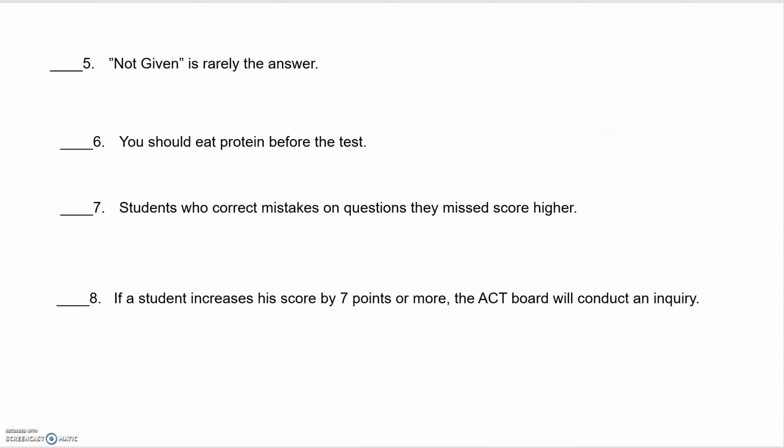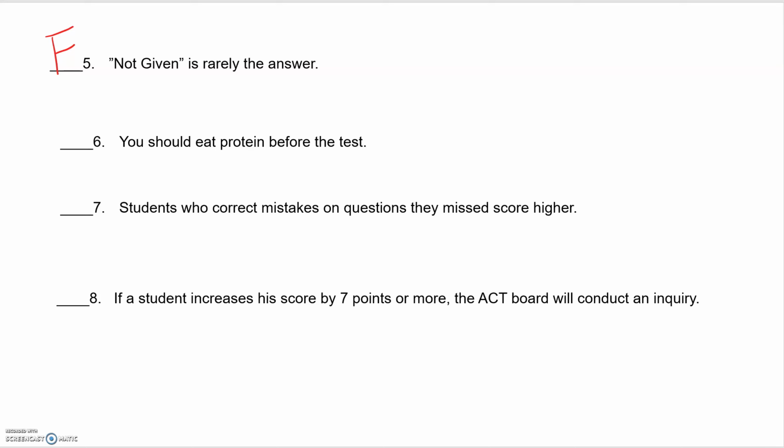Number 5, not given is rarely the answer. That is false. A lot of times students are actually afraid to pick that answer, so it is one of ACT's strategies to put that as the answer. So make sure that you're not just looking for an answer if there isn't one. If not given is an option, that might be your answer. A lot of the times, if it is an option, it is the answer.